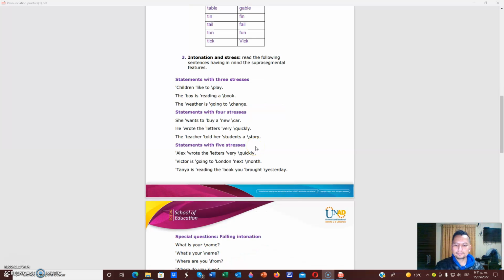Exercise number 3. Intonation and stress. Write the following sentences having in mind the suprasegmental features. Statement with three stresses. Children like to play. The boy is writing a book. The weather is going to change.